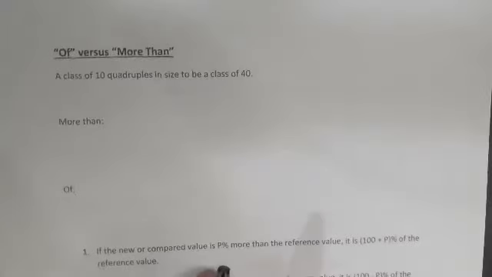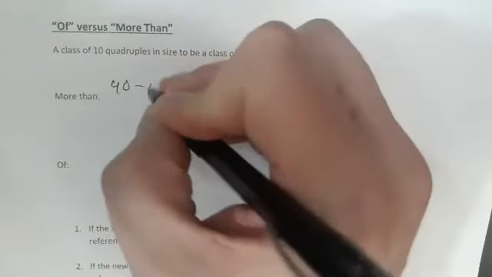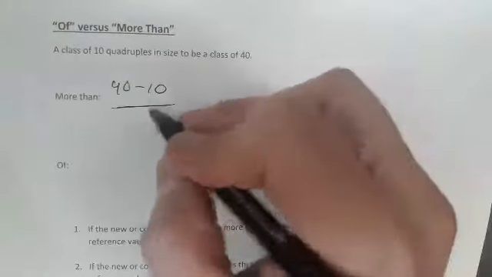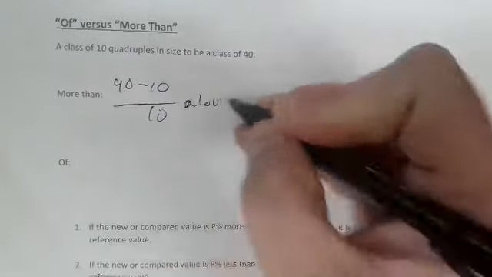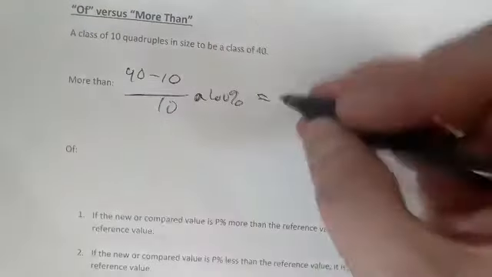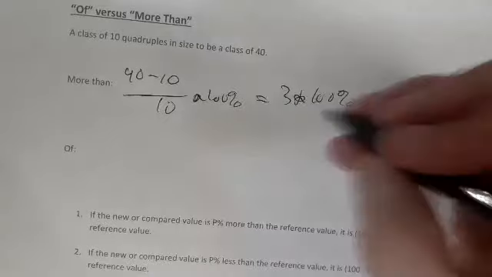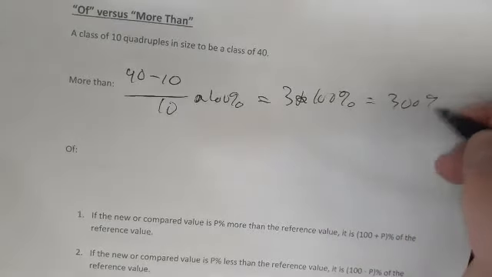We want to talk about "of" versus "more than." So this is the vocabulary. So far I have been talking about the "more than." So if I talk about a class of 10 quadrupling to a class of 40, if I want the "more than," that is the relative difference. If I take 40 minus 10, divide that by 10, convert it to a decimal, what I'm getting is 30 over 10. So 3, and then I have to convert that to a percentage. So this should give me 300%.